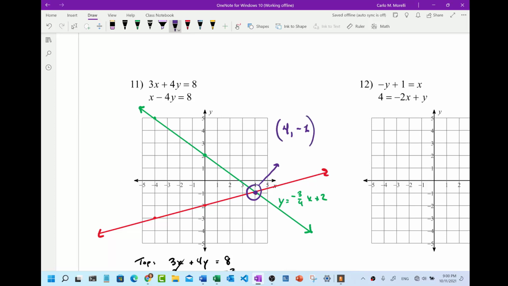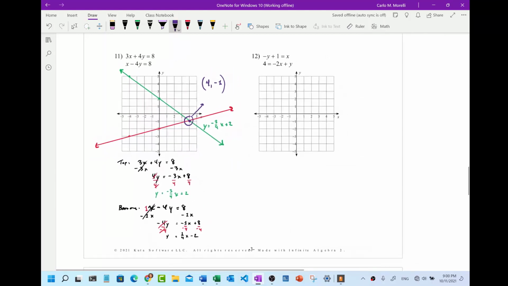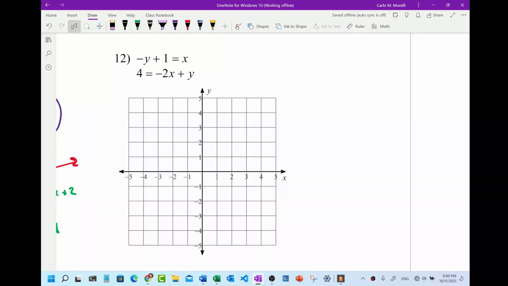Okay, so that is number 11 right there. Good job on number 11. Okay, here we are on number 12. So I think I can do it off to the side here. I've got the top equation, negative y plus 1 equals x.